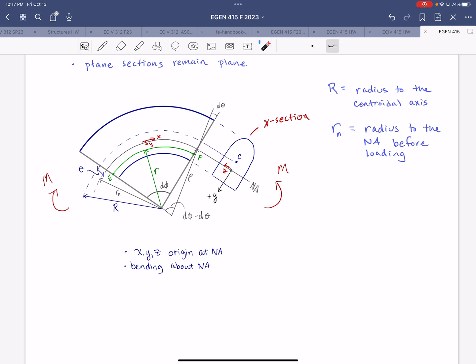And then we also have rho. Rho is the radius to the neutral axis after loading. And you'll notice that rho is measured from a different point, a different center of curvature than capital R and Rn. All right, so I'm going to note that on here. This point is the center of curvature before loading. And then this point over here, I'll use a different color, green. That's the center of curvature after a moment M is applied.